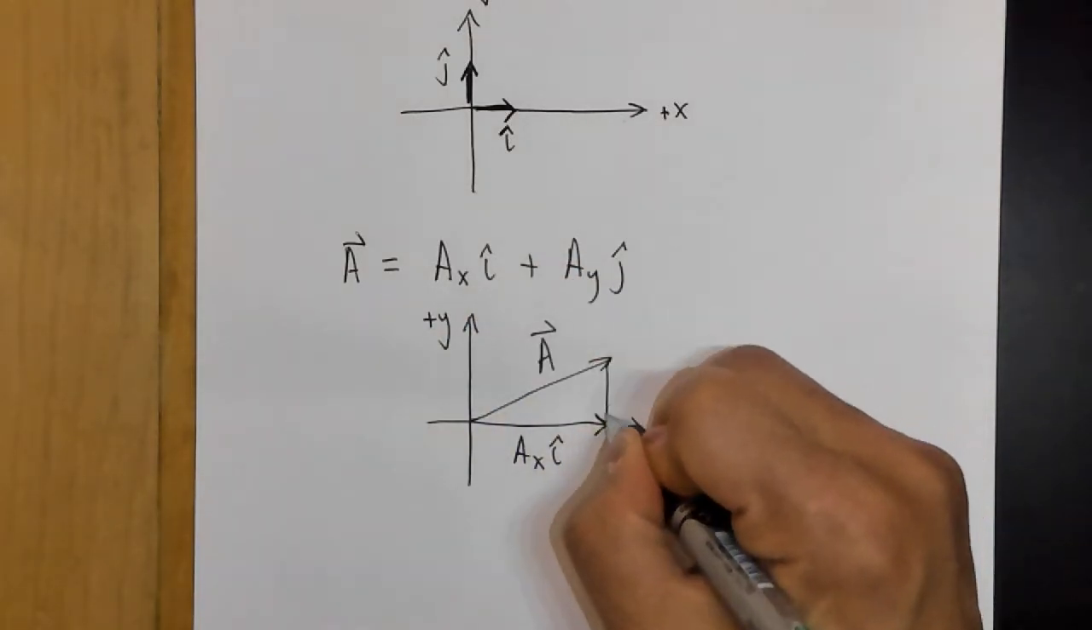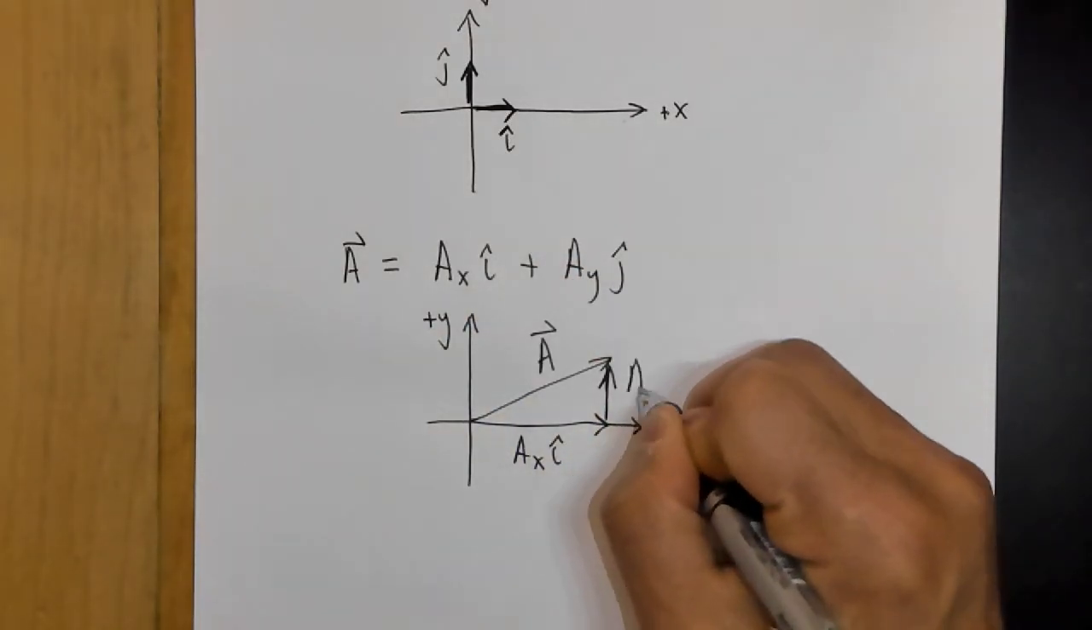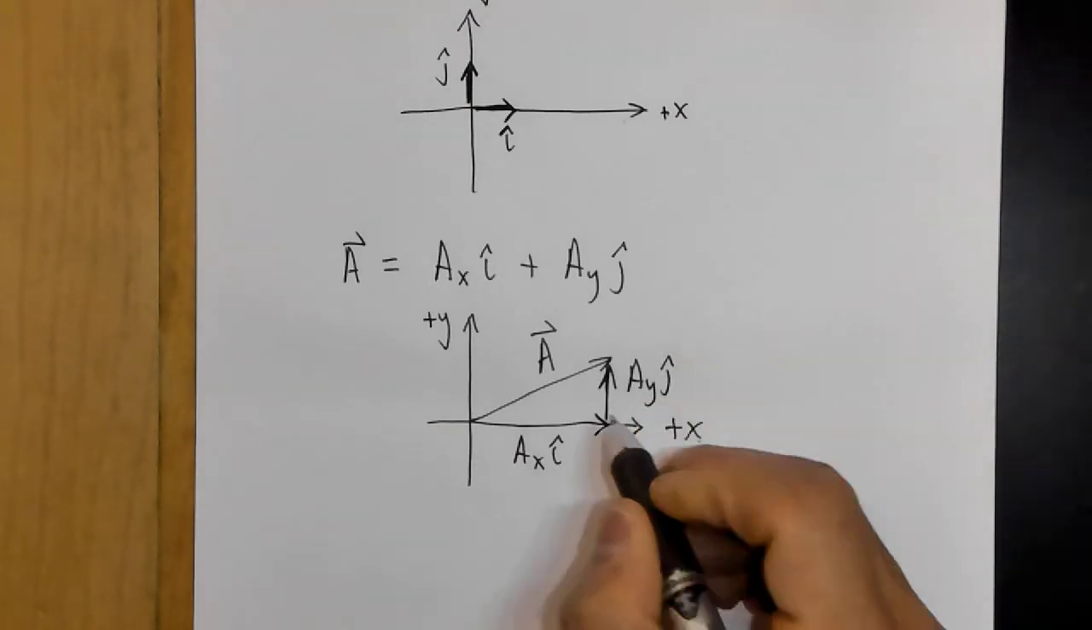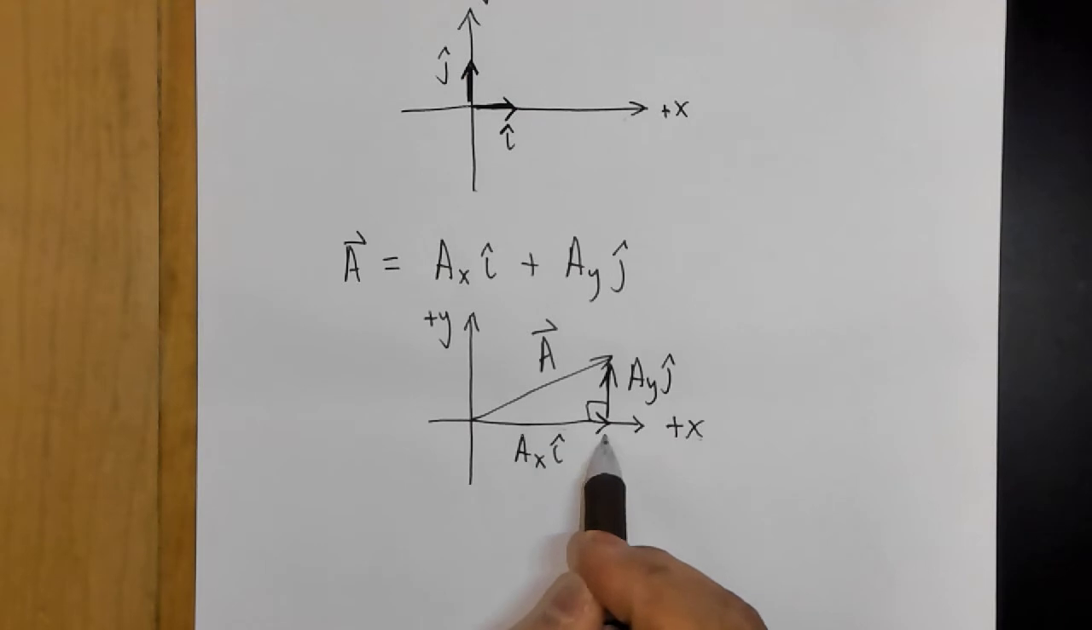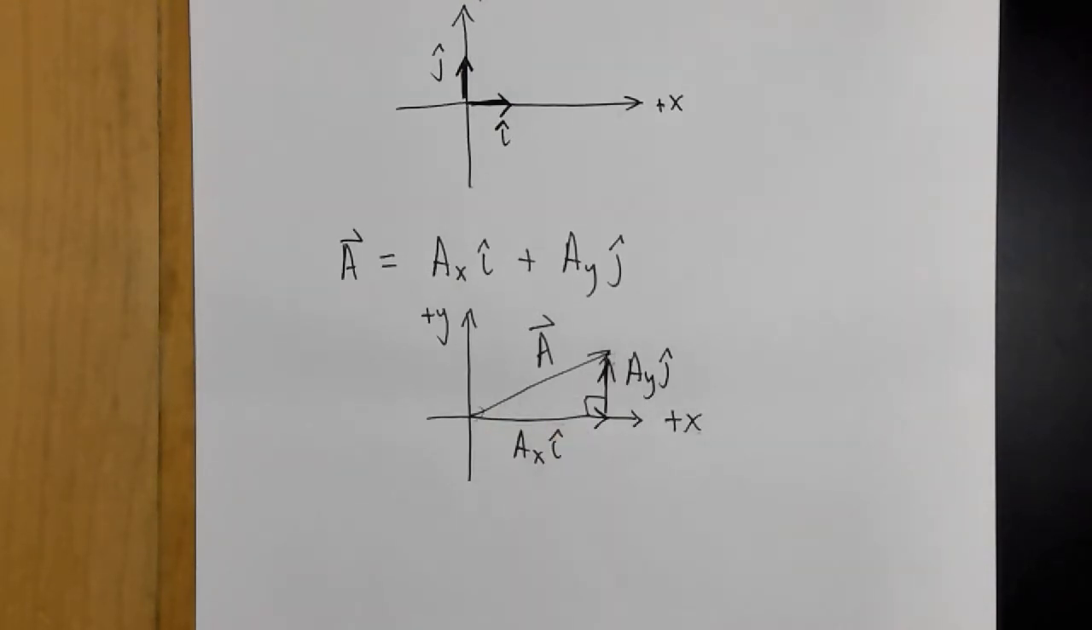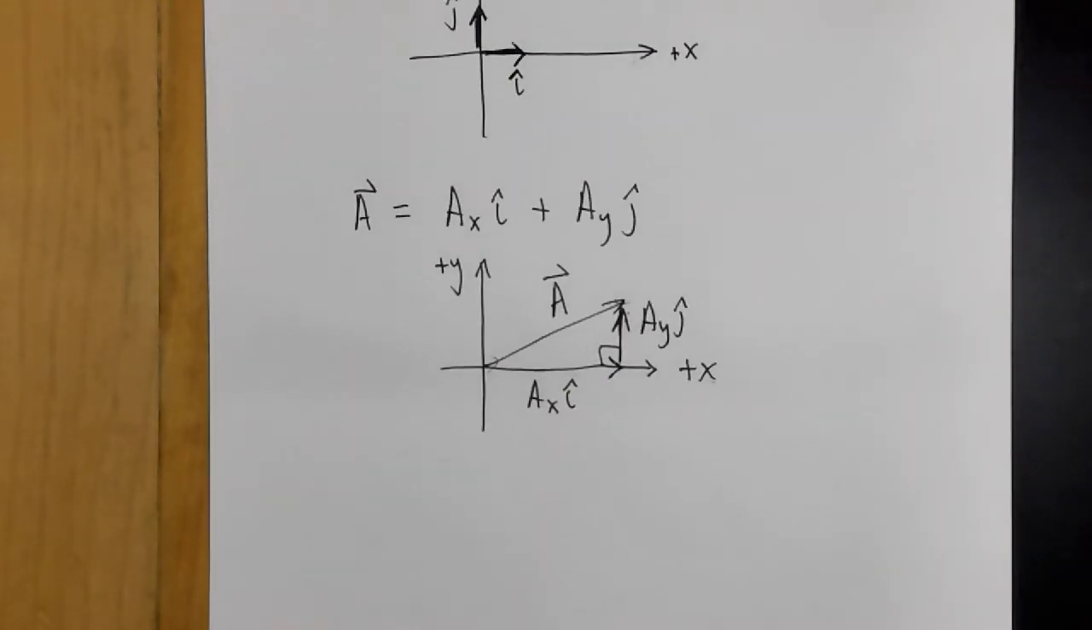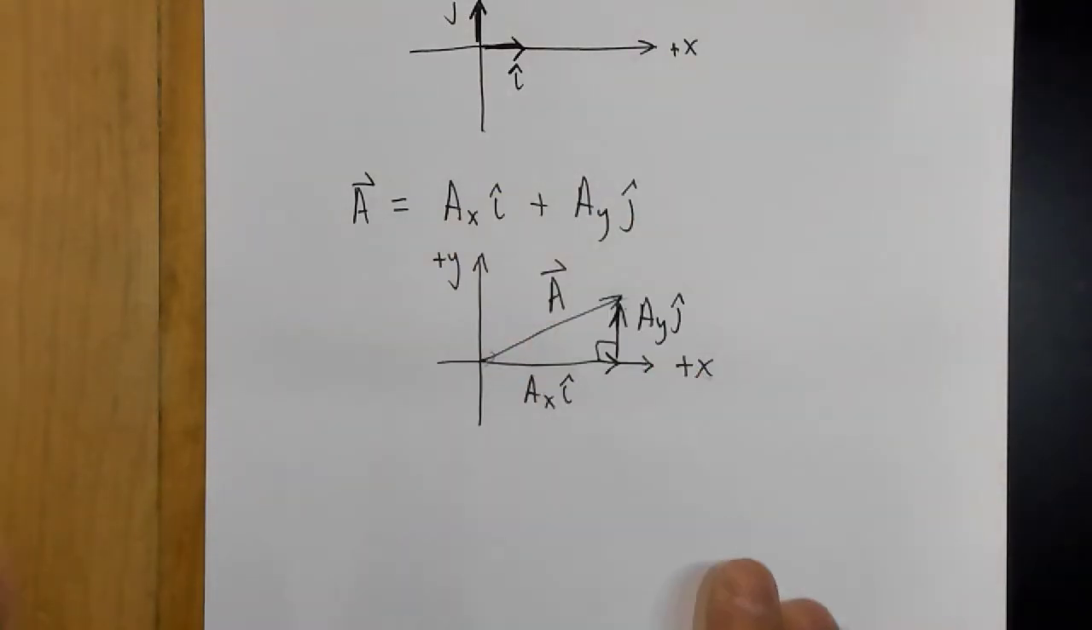Okay. And we have ay j hat. Okay. Does that make sense? If I add these two together, the start to the end, that gives me A. Are there any questions about this? These are key things we'll use over and over again.